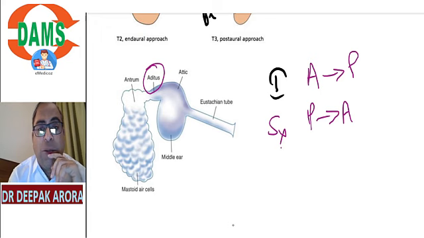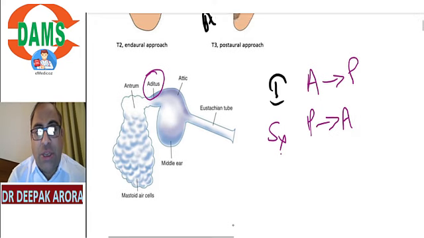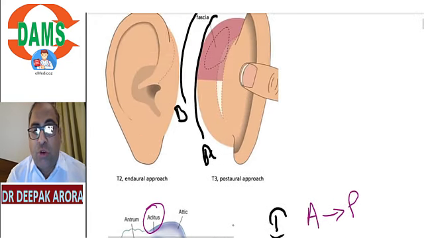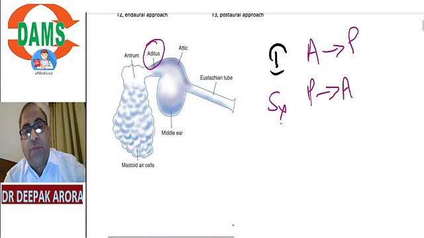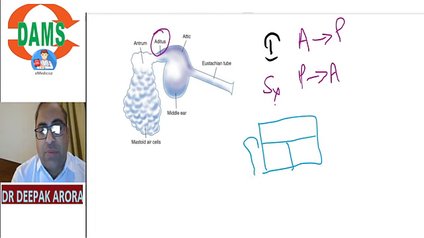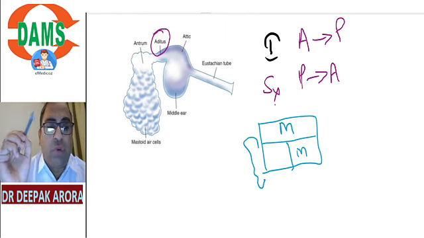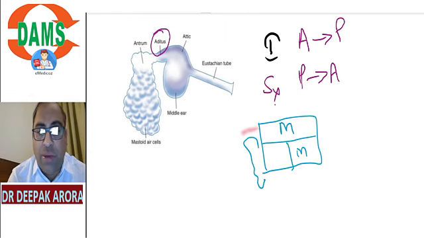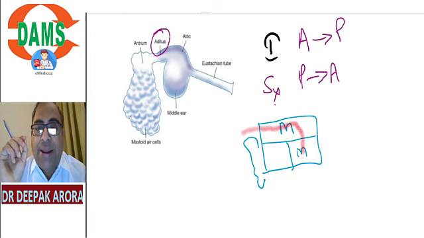Clear? So we open the lateral wall of the mastoid, and I'm showing you the post-auricular incision. Now I am drawing one basic line diagram of the middle ear and external ear. This is my pinna, this is the external auditory canal, this is the middle ear. So what is the route of surgery?